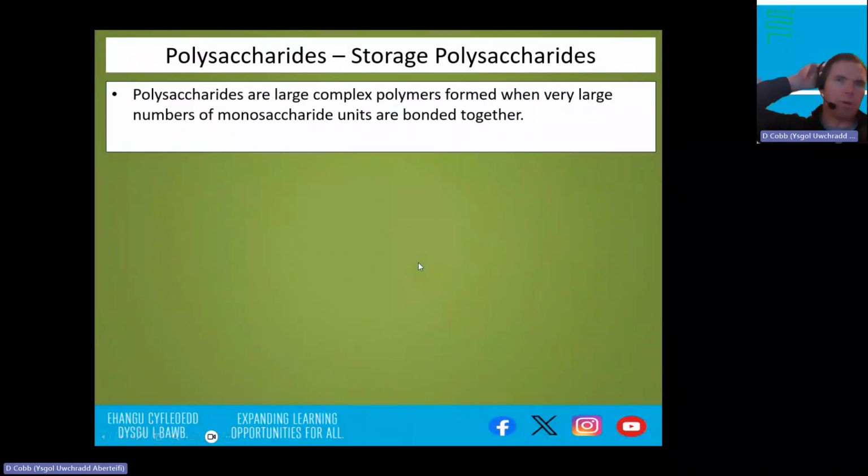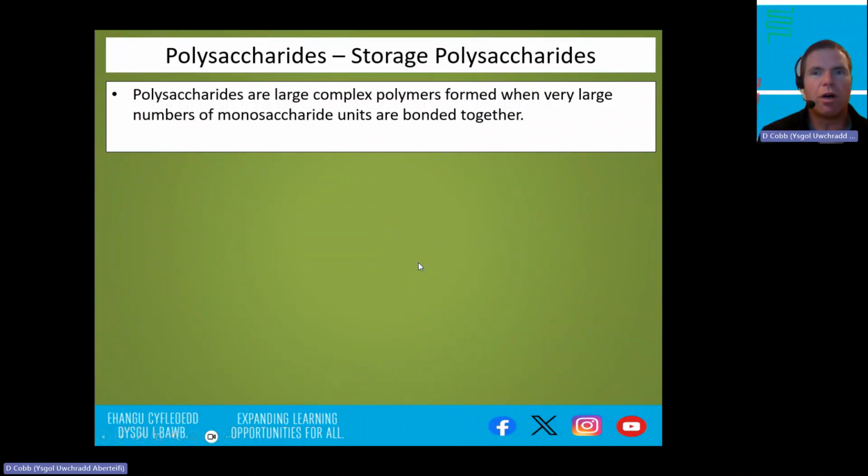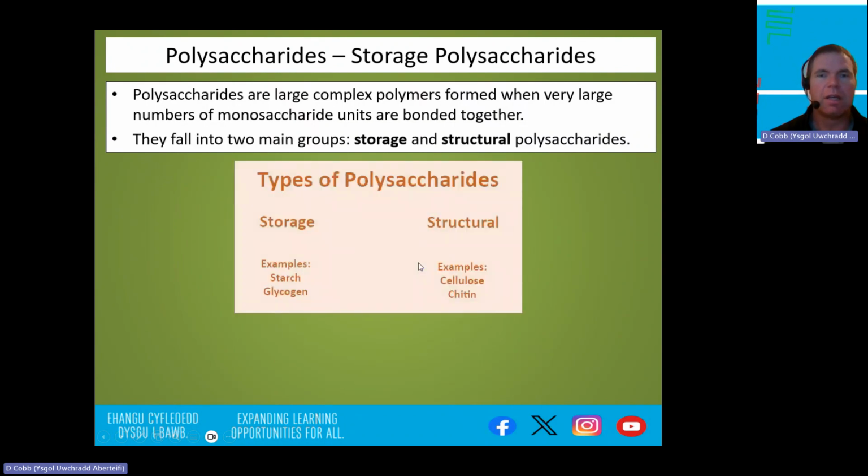Right, let's have a look then at polysaccharides. There are 2 types of polysaccharides. What we know is that they are polymers, where you get lots of monosaccharide units joined together. And there are 2 main types: storage polysaccharides and structural polysaccharides. The storage ones, names you'll be familiar with from GCSE: starch and glycogen. And structural polysaccharides, we talked about this earlier. So we have structural carbohydrates.